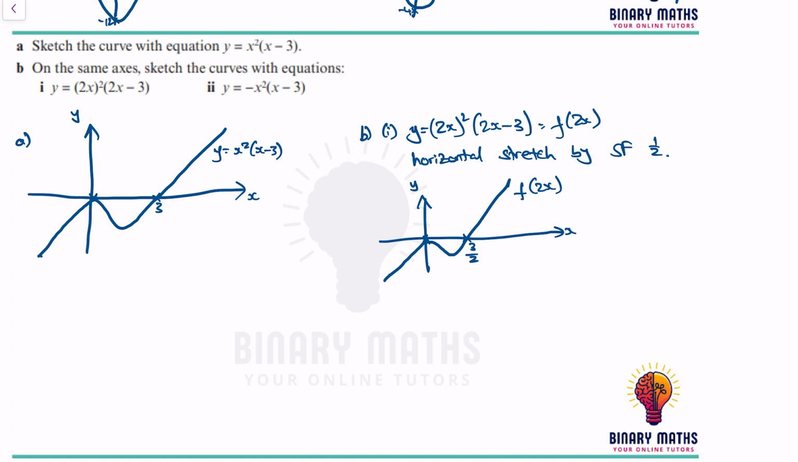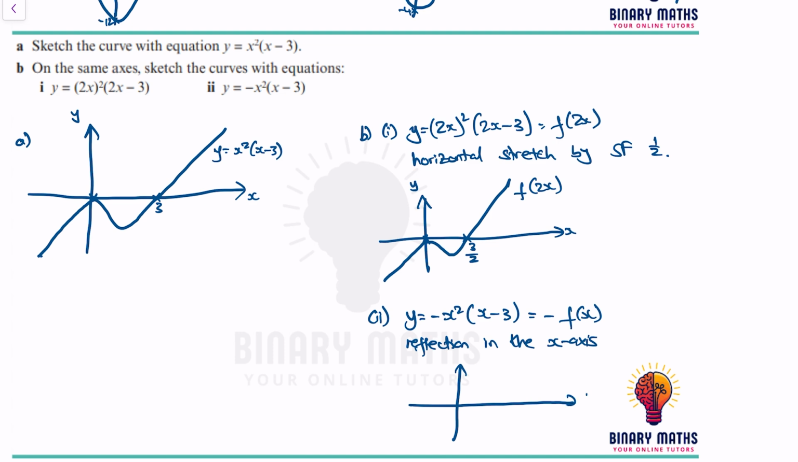Okay, next one, B part 2, is y is equal to negative x squared times x minus 3, which is the same thing as negative f of x, because all that's happened from the original equation to this is that it's multiplied by minus 1, which is a reflection. Because the y values are changing, it's a reflection in the x-axis. So you just have to reflect the original in the x-axis, which means it's going to flip over. So it's going to look like so.